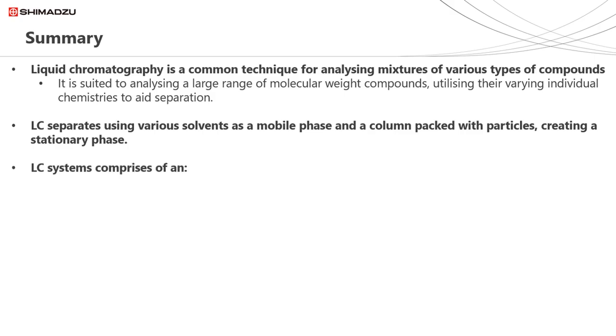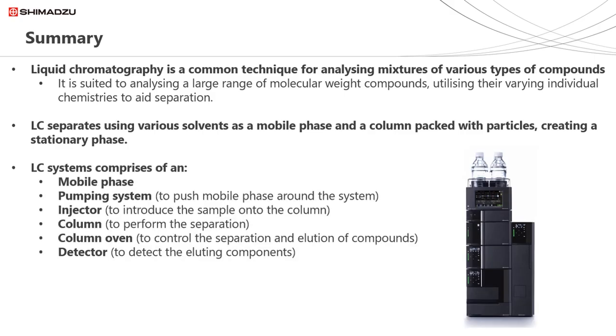An LC instrument comprises of mobile phase, a pumping system to push the mobile phase around our instrument, an injector to introduce the sample onto the column itself to perform the separation, a column oven to control the separation and elution of compounds consistently, and a detector to detect the eluting components and produce our chromatograms.